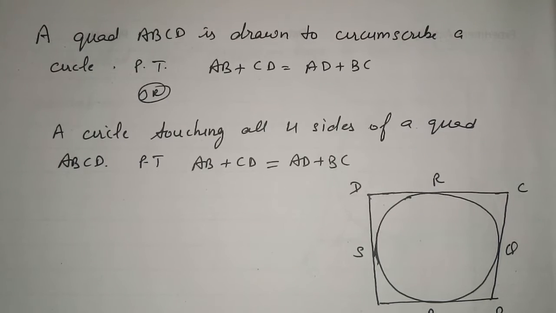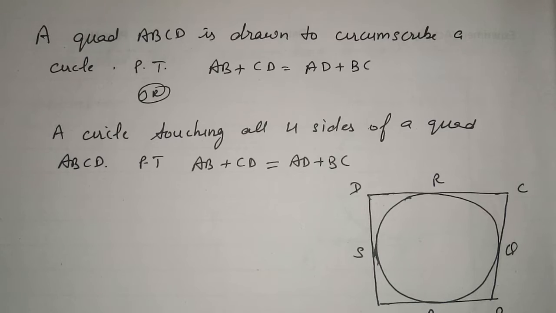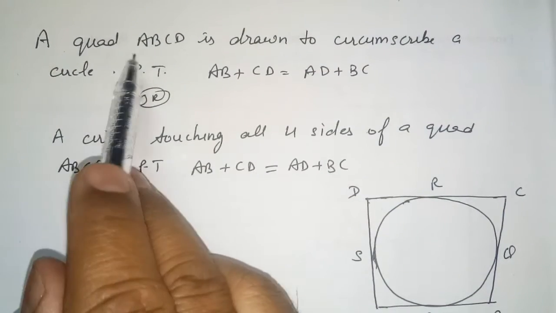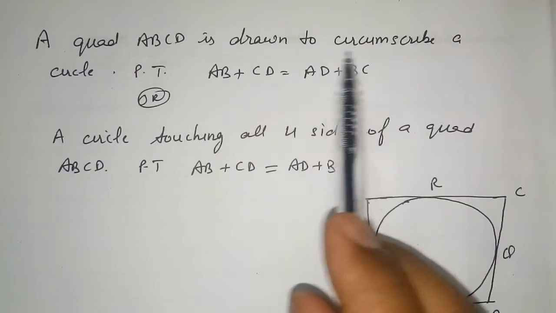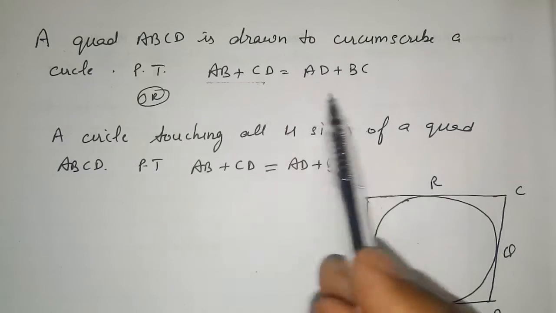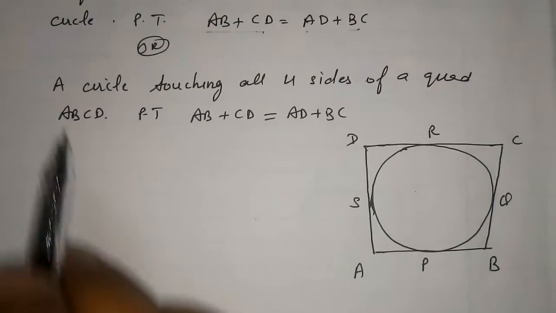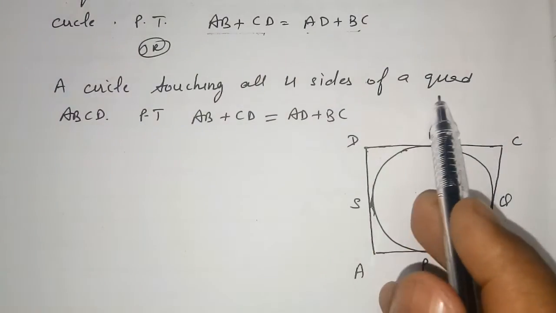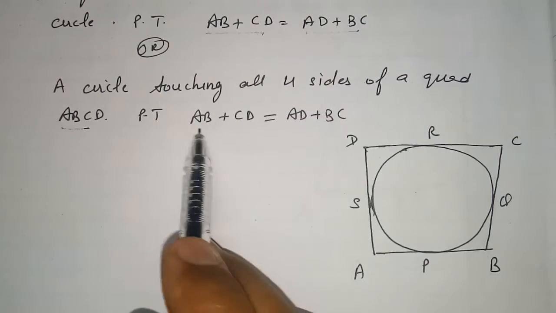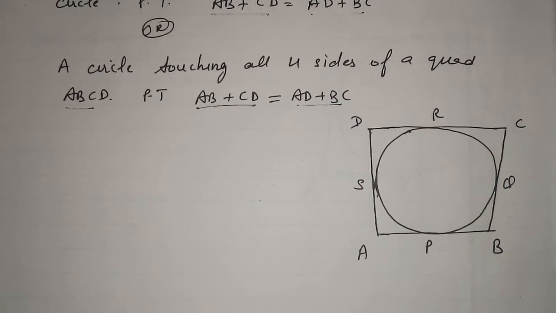This question is from chapter Circle, exercise 10.2, question number 8. And this question can be asked in two ways. First is, a quadrilateral ABCD is drawn to circumscribe a circle. Prove that AB plus CD equals AD plus BC. Or, a circle touching all four sides of the quadrilateral ABCD. Prove that AB plus CD equals AD plus BC.